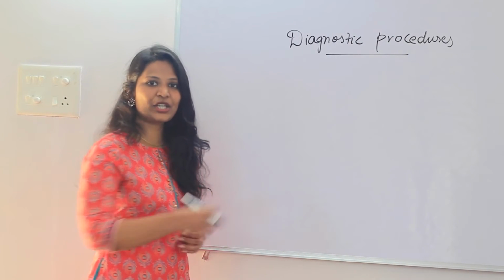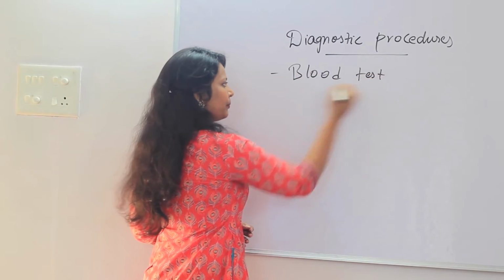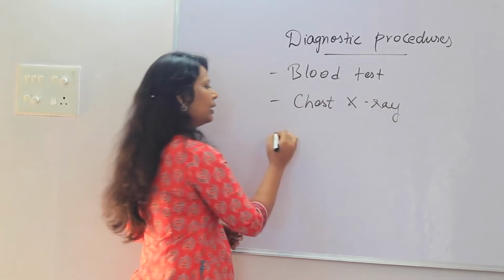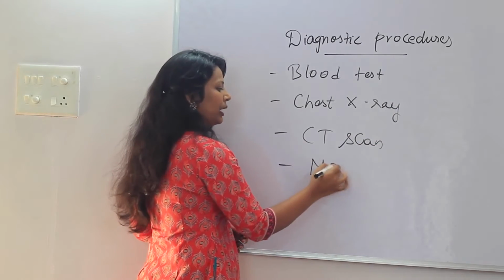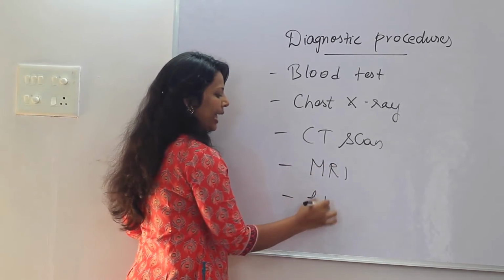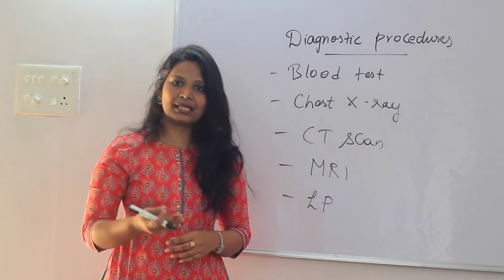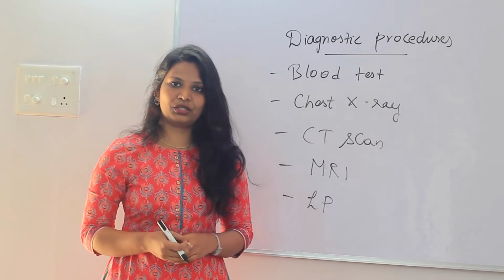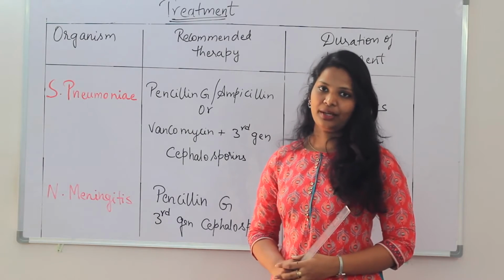And the other tests for meningitis are blood tests, chest X-ray, CT scan, MRI, LP, lumbar puncture. If there is increased ICP in children, first we will go for the CT scan and then do the lumbar puncture. The treatment of meningitis varies according to the type of the organism.